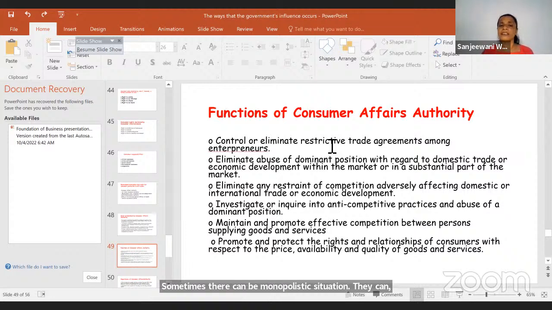They can eliminate any restraint of competition. Now, competition is also good, children, but if it is adversely affecting, then they have to control that, right? So they investigate or inquire into anti-competitive practices. It is kind of a function, right? They investigate that. They maintain and promote effective competition, and they promote and protect the rights and relationships of consumers with respect to the prices, right? So these are the functions of the Consumer Affairs Authority.